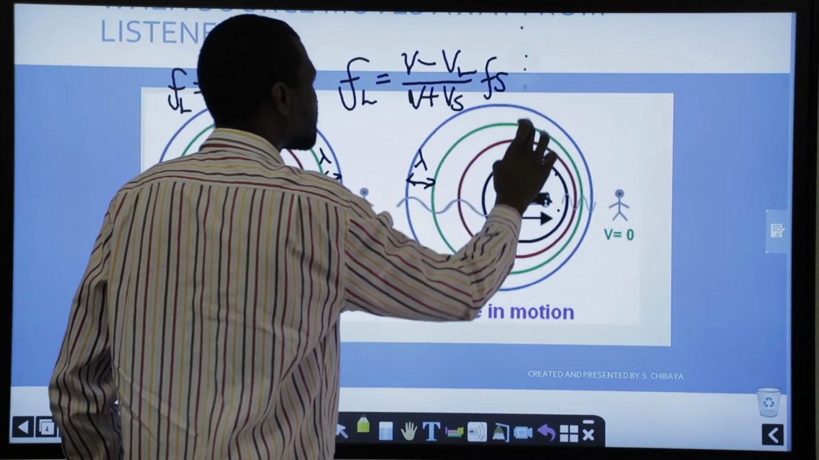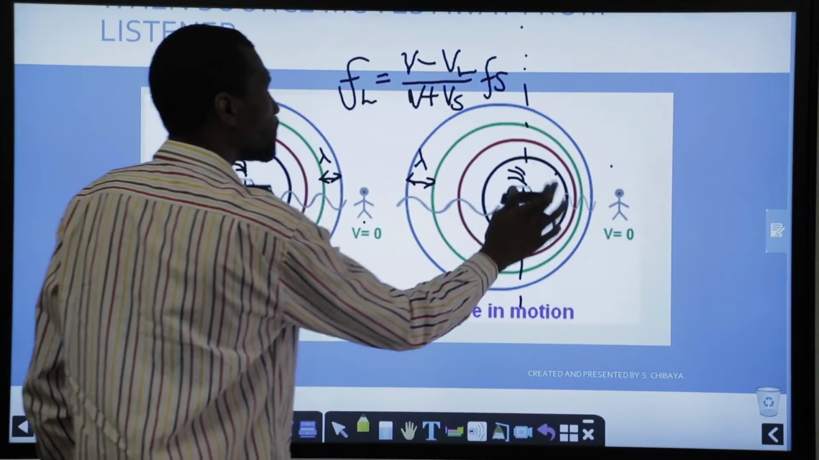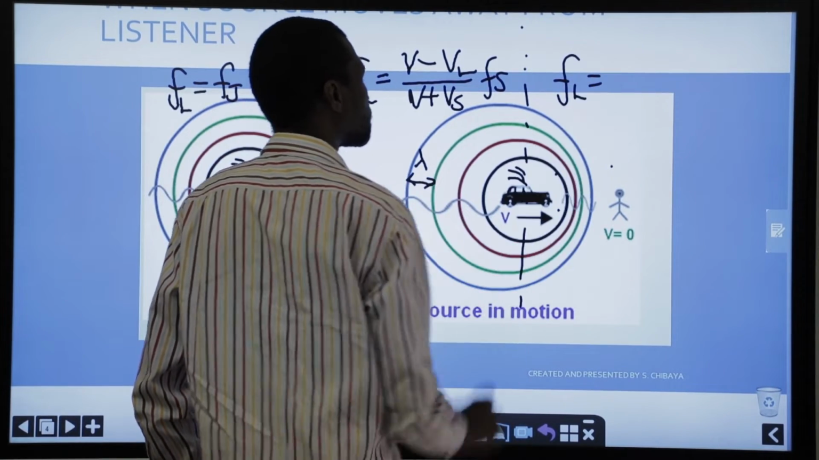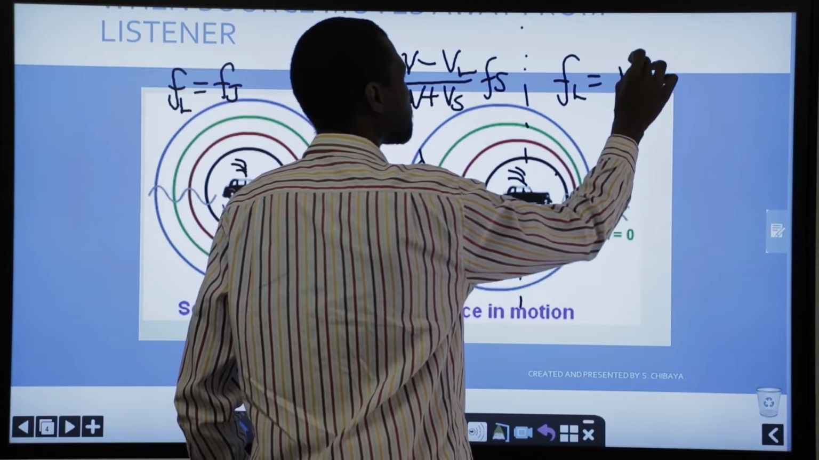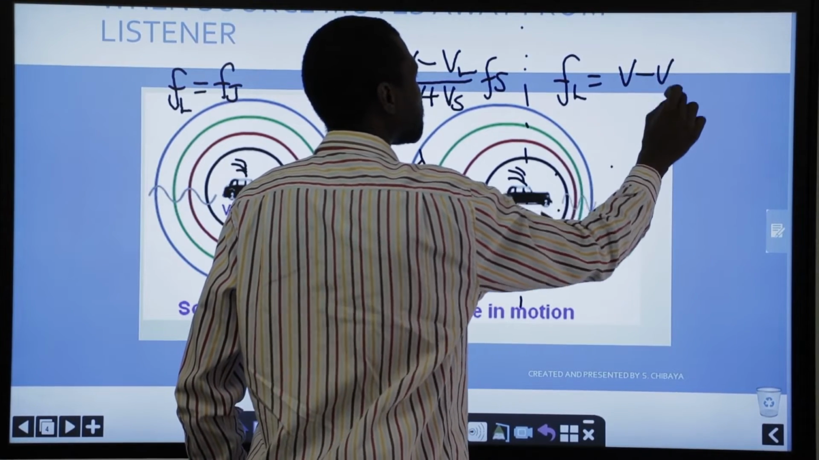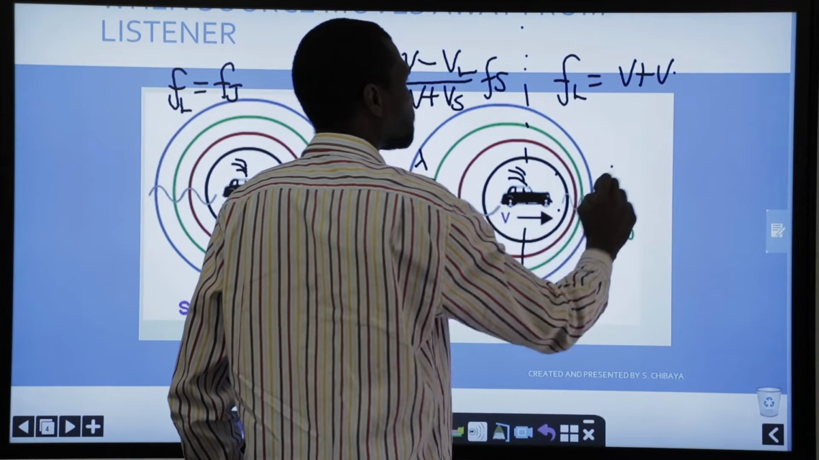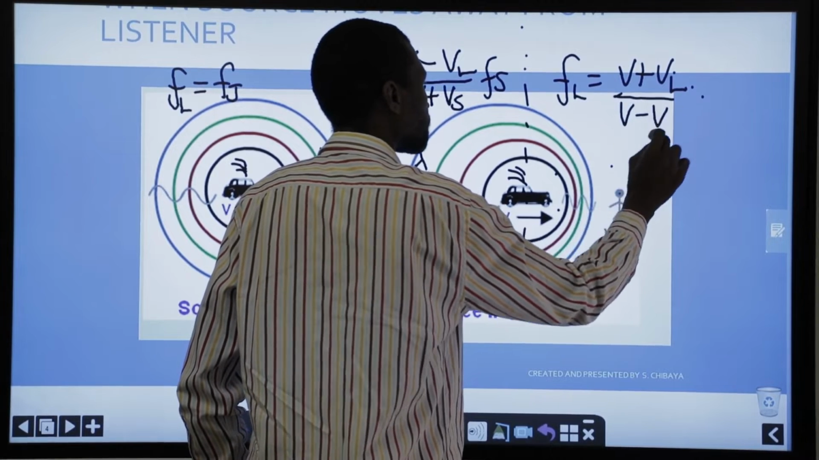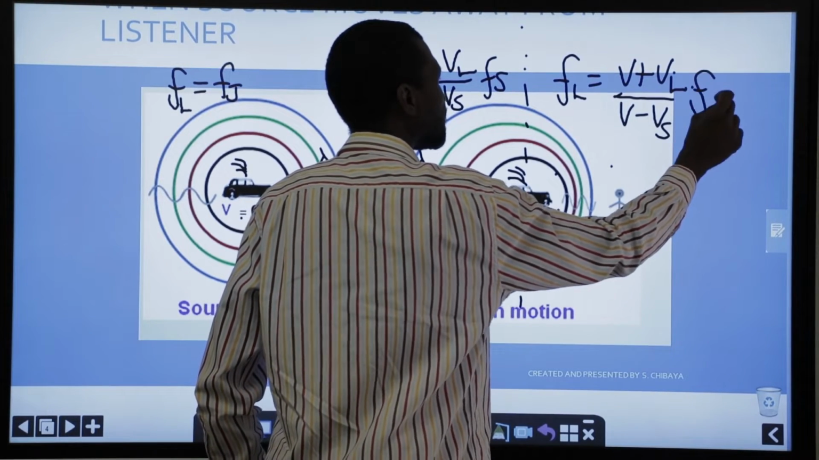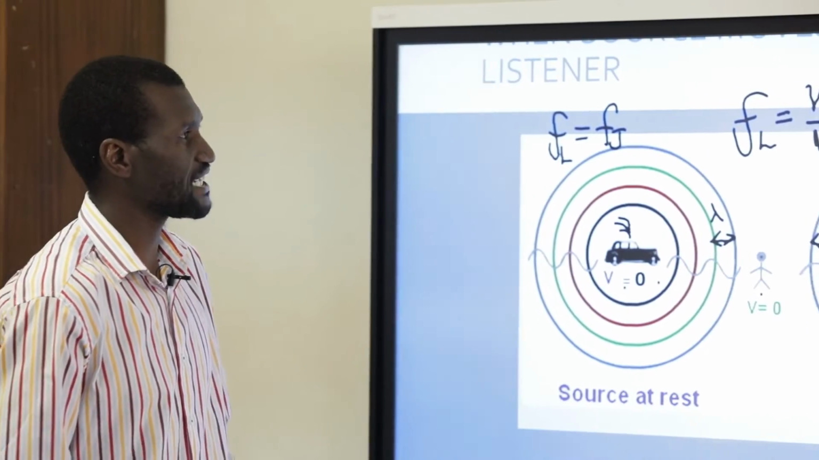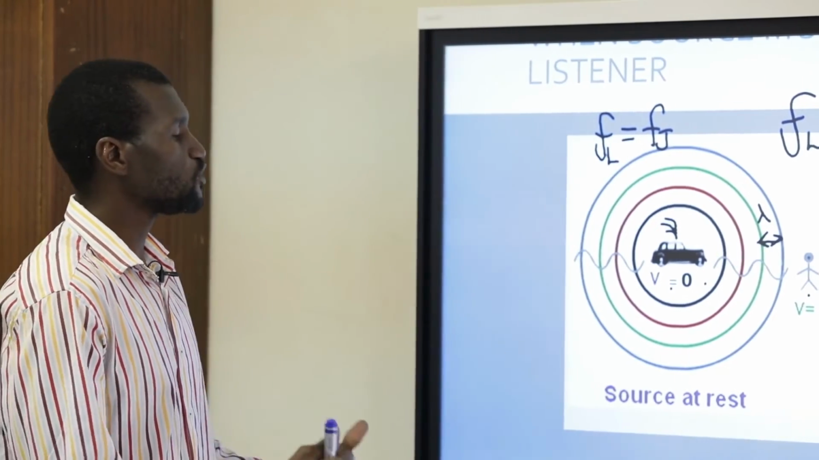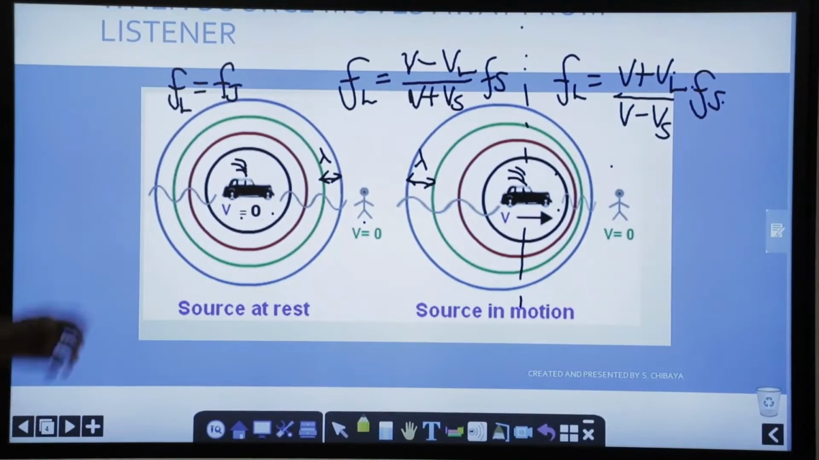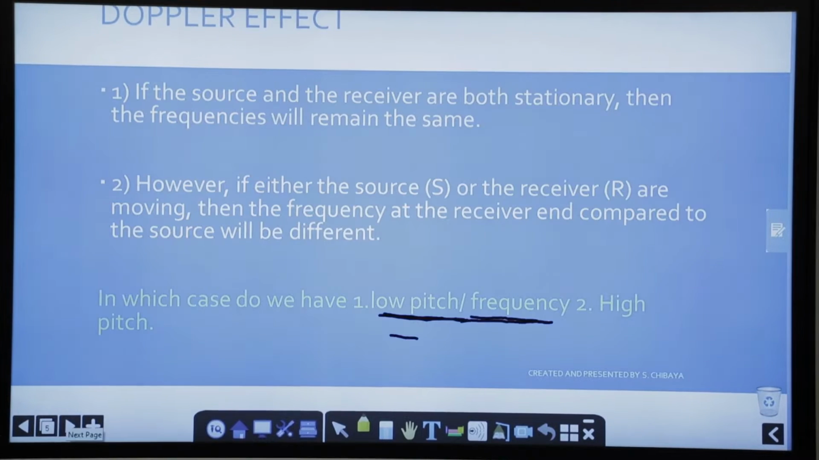On the other side, right here, where we now have the source moving towards the listener, you can agree with me, FL, the frequency observed by the listener, is equal to the velocity of sound plus the velocity of the listener at the top, now a bigger number, all over a smaller number at the bottom, V minus Vs, multiplied by Fs. So that's where the plus or minus comes from. Before you answer a question, you must realize whether you're going to add or subtract at the top and at the bottom. I'm sure that gives us an understanding of what's happening in this particular situation.